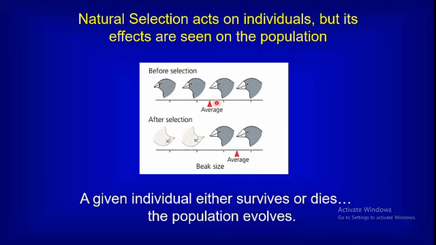Why is that? Because remember, individuals die, it's the population which survives over time, and that is why the population is the unit over which microevolutionary changes at the phenotypic level are happening.